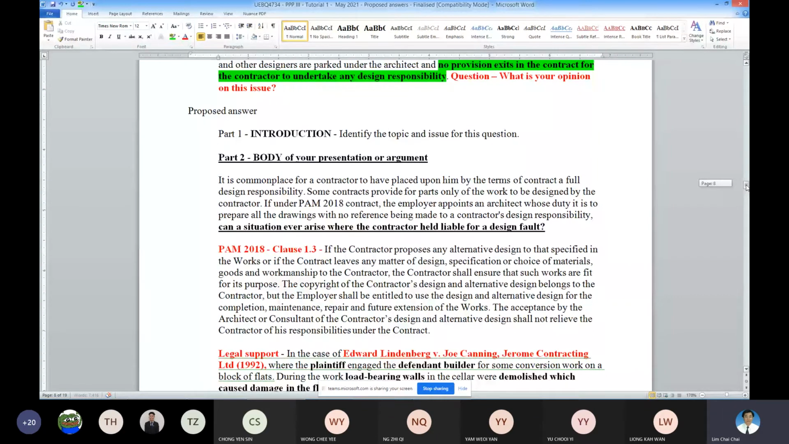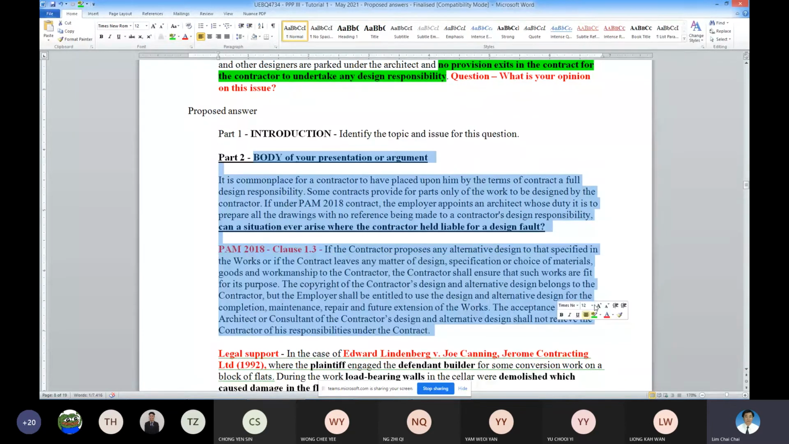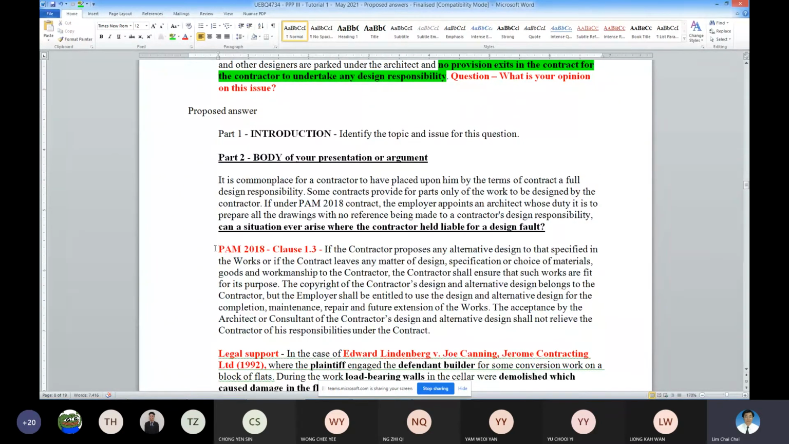Even though there is no design responsibility on the part of the contractor, can the contractor be held liable? So what is your opinion on this issue? Then you present your so-called argument. Please don't immediately look at the questions and then provide the answers. This is the wrong strategy. As usual, you provide your introduction, and then you present your argument. These are part and parcel of the argument. The argument can be supported by using the condition of contract to support your argument. But ultimately, condition of contract provides one side of the argument.